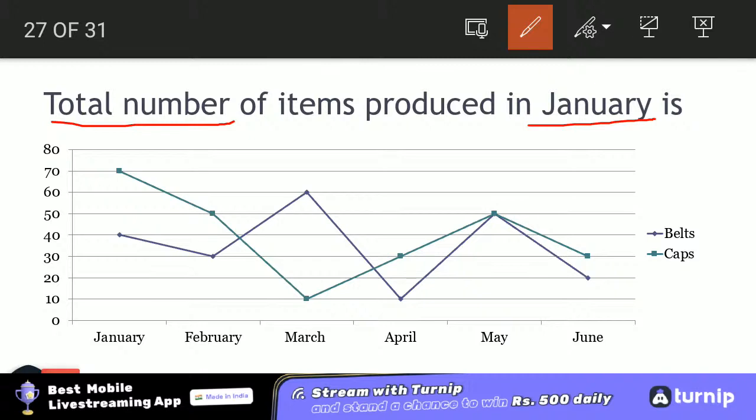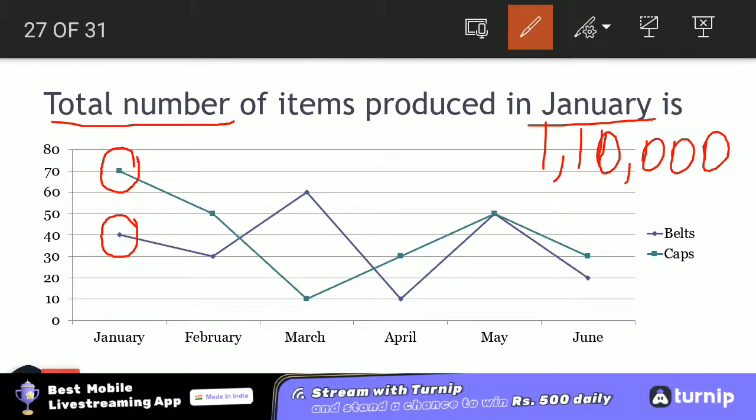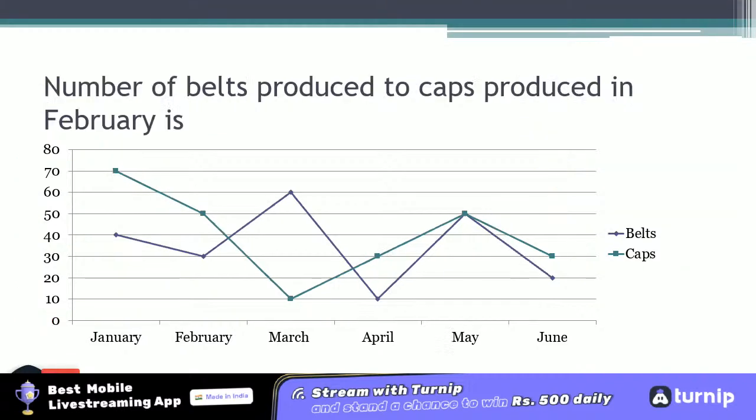So as we observe the graph, we can see the belts produced are 40, and similarly it is in thousands, and the caps produced were 70. So if we add both of them, that is the belts and the caps, we will get the total number of items. So yes, the total number of items would be 1,10,000 because the numbers represented on the y-axis are in thousands. So the total items is 1,10,000.